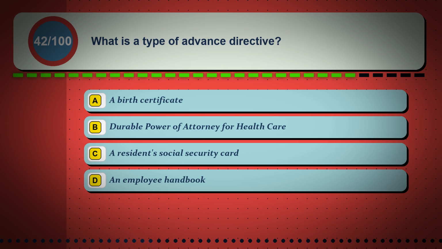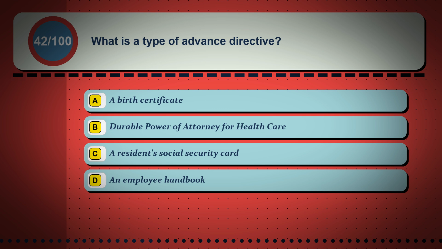Question 42. What is a type of advance directive? Option A, a birth certificate. Option B, durable power of attorney for healthcare. Option C, a resident's social security card. Option D, an employee handbook.